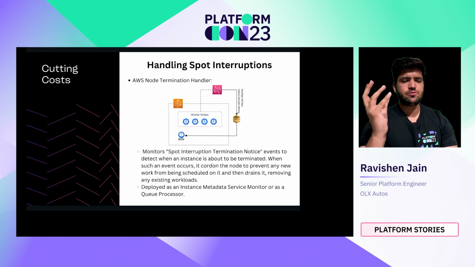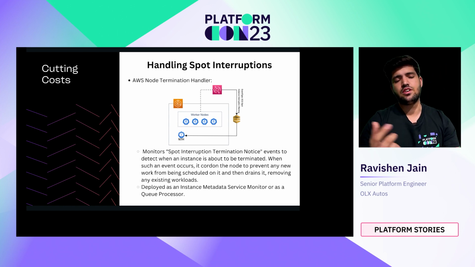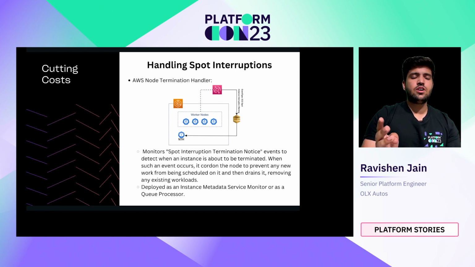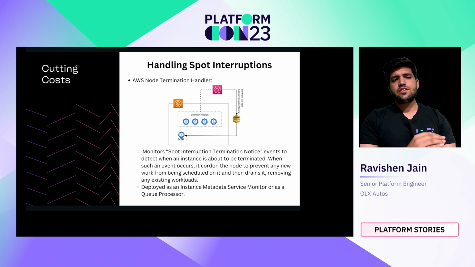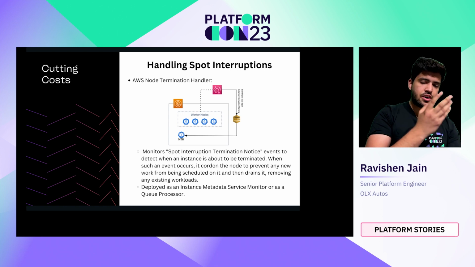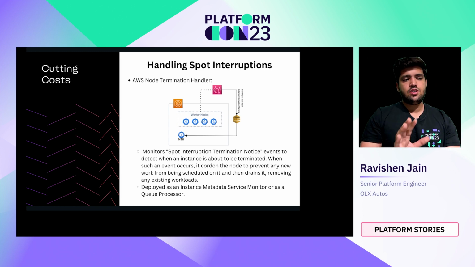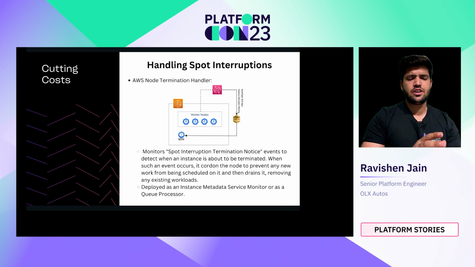What it would do is it would dequeue that particular event and the details of which instance is going down, and it'll gracefully move out your workload. So it'll first cordon that node so as to avoid future pods getting scheduled on it, and all of the existing pods would be drained properly to another node. So this was an amazing way to handle the spot interruptions.